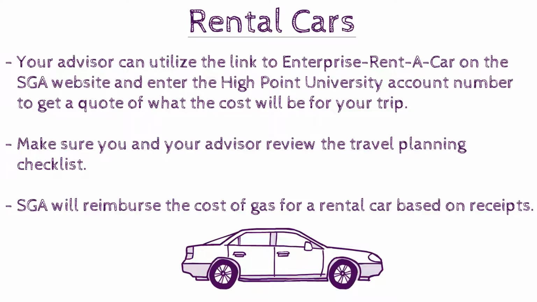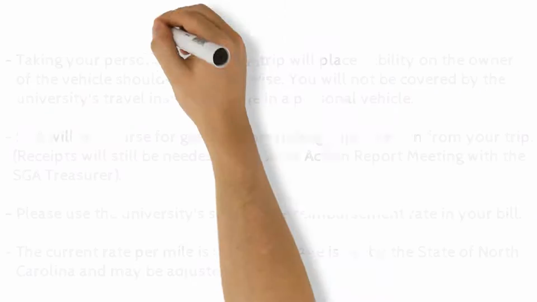When looking to book a rental car, your advisor can utilize the link to Enterprise Rent-A-Car on the SGA website under Travel Resources and enter the High Point University account number to get a quote of what the cost will be for your trip. Please make sure that you and your advisor review the travel planning checklist, which is also available on the SGA website. SGA will reimburse the cost of gas for a rental car based on receipts upon return from your trip.